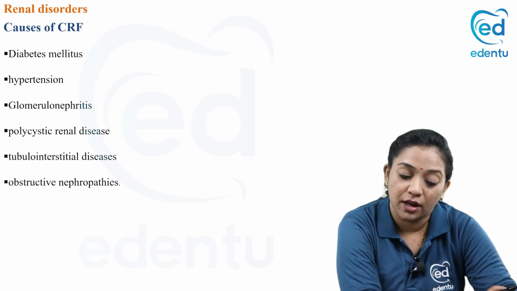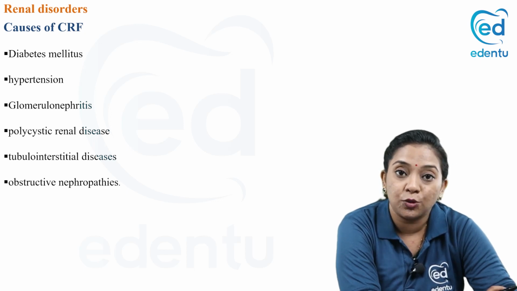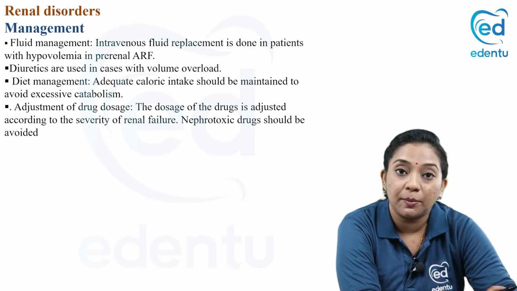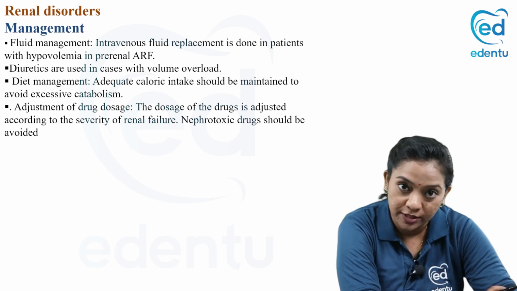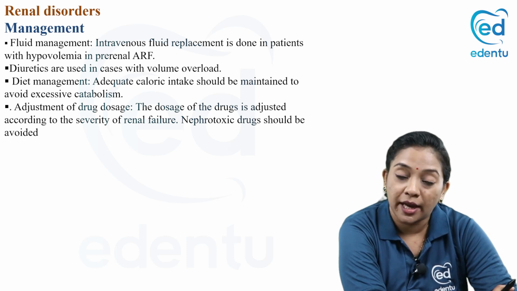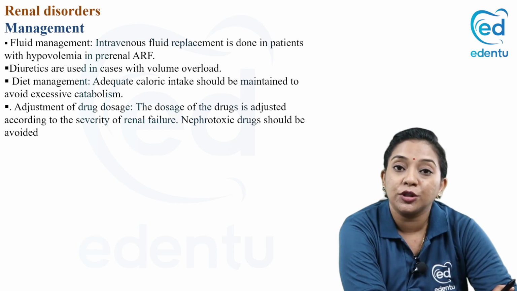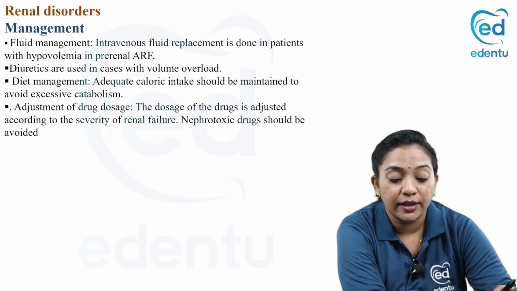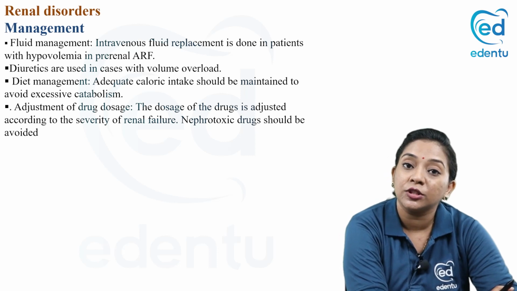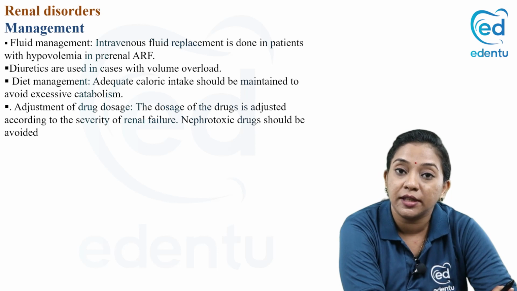The causes of CRF: diabetes mellitus, hypertension, polycystic renal disease, glomerular nephritis, obstructive neuropathies. Coming to the management, fluid management has to be done first. Then diuretics, which are prescribed in volume overload cases. Then diet management: the patient has to strictly follow a high calorie intake in order to prevent excessive catabolism. Then adjustment of drug dosage: if the patient is receiving any drugs, nephrotoxic drugs have to be completely avoided.